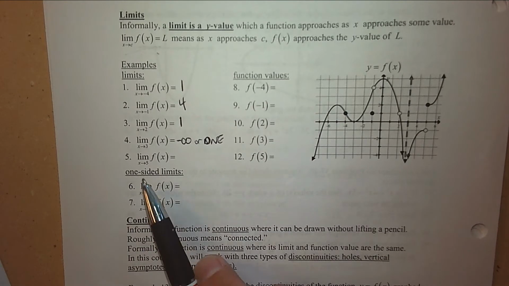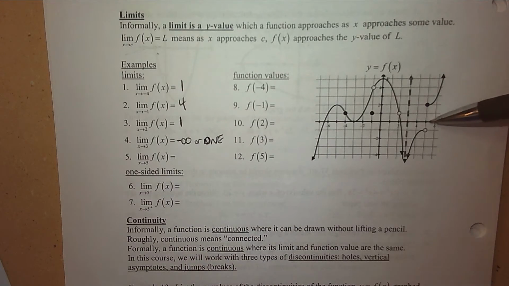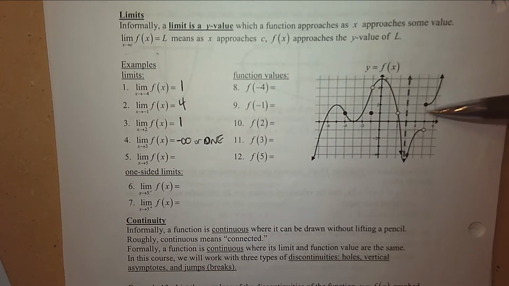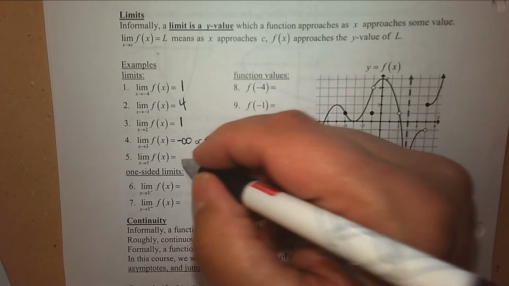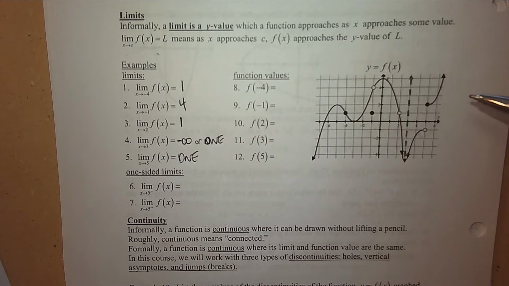Okay. Limit as x approaches 5. Does not exist. So from the right and from the left, do they agree on what the y is? With the jump there, that's why it doesn't exist. Number 6, a one-sided limit. That's right, because of the jump. And they don't agree. Left side doesn't equal right side.